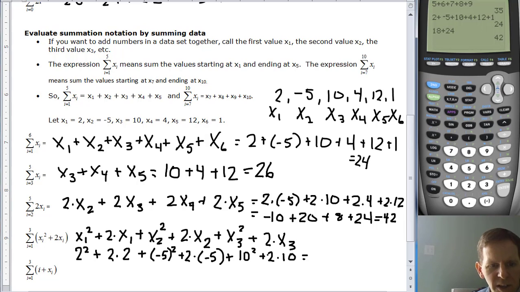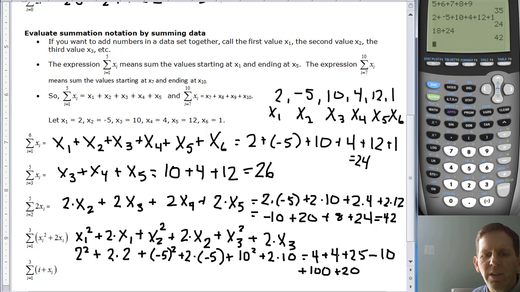You could type all this in your calculator. If there's mental math that you can handle, I think sometimes that's a little bit of a shortcut. So 2 squared is 4 plus 2 times 2, which is 4. Negative 5 squared is 25. It's positive. Plus 2 times negative 5 is a negative 10, so I'm going to write minus 10. Plus 10 squared, which is 100. Plus 2 times 10, which is 20.